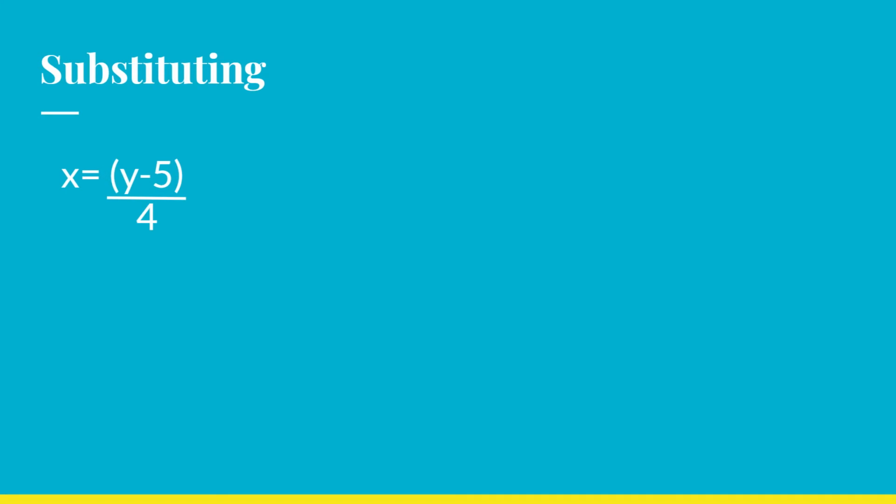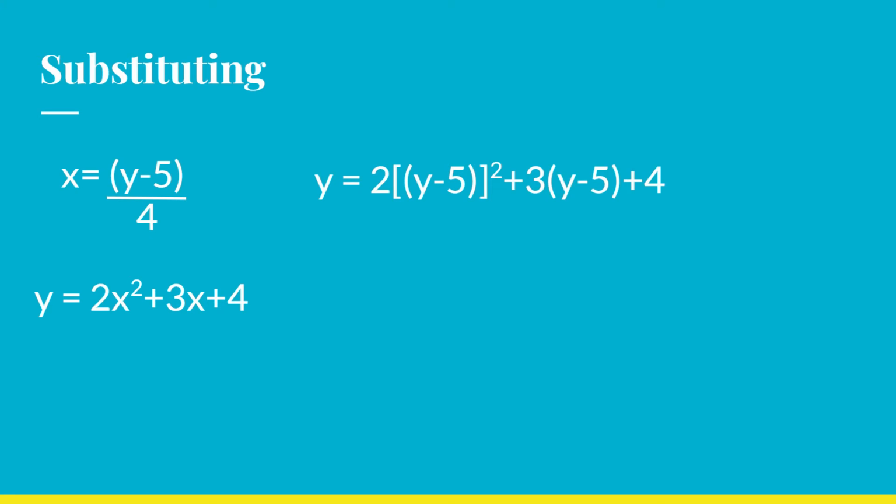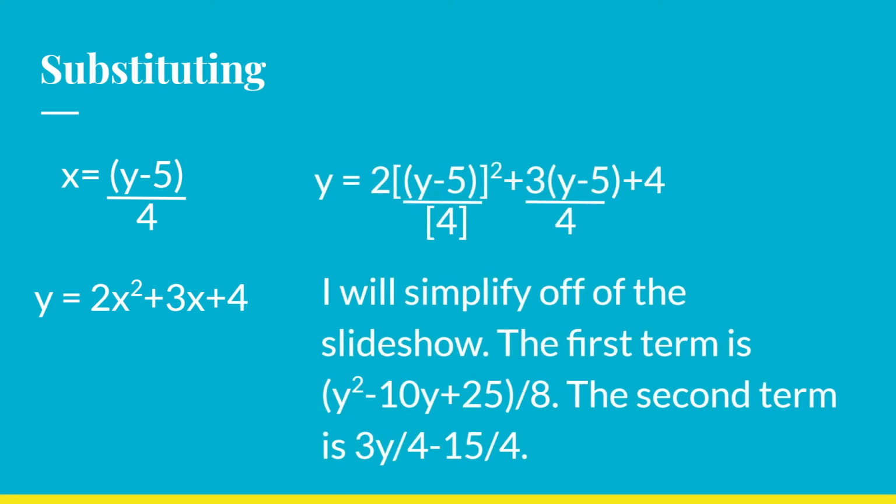Okay, substituting. Now we're going to substitute this equation, which we found from the linear, into the quadratic equation, which is right here. And this is a very lengthy process. You can see that there's a lot of fractions, a lot of things going on here. So off of the slideshow, I simplified this equation and made the first term, the 2x squared part, y squared minus 10y plus 25 divided by 8. And the second term would be 3y divided by 4 minus 15 fourths, which is this part right here. And I didn't include the third term, which is just 4. It's a constant.